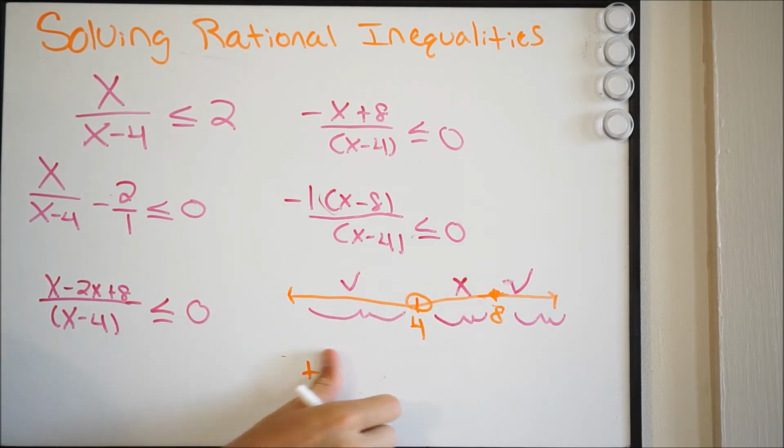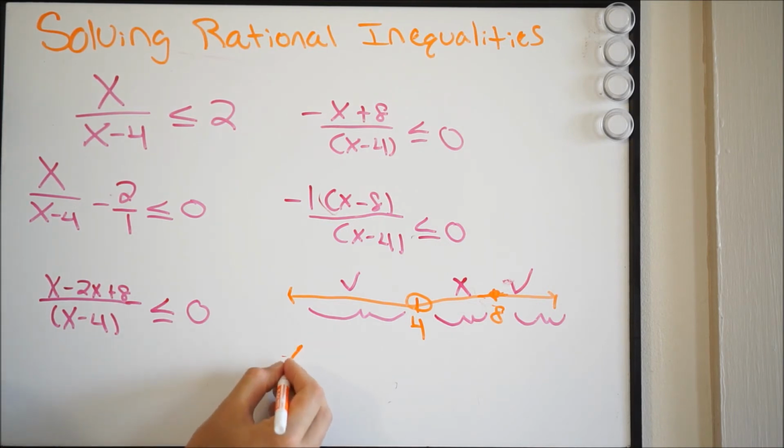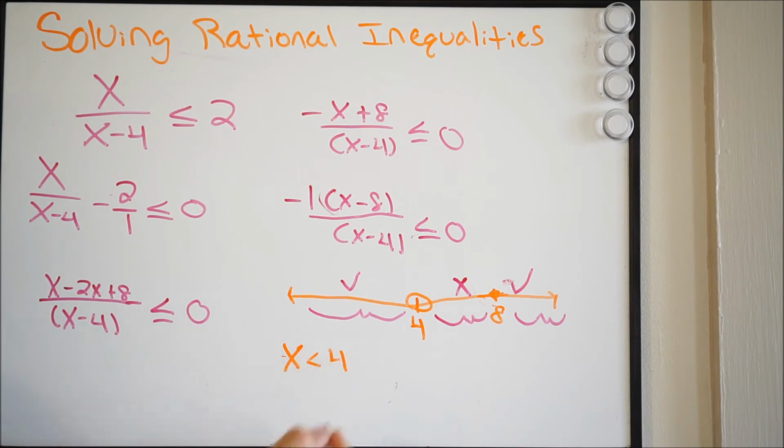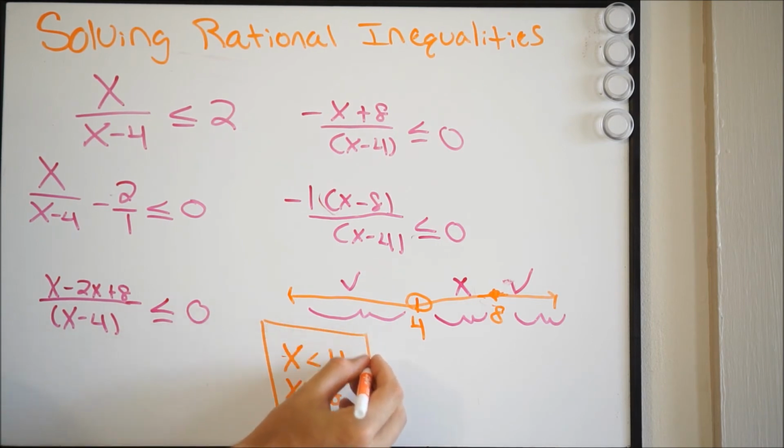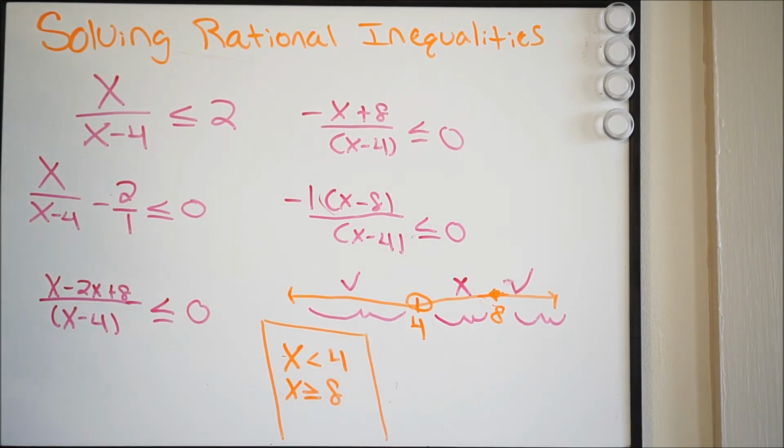Okay, and from this we can get our solution. So our solution here is going to be the following. We said this region was good, so let's do this in color here. So x has to be less than 4, right? What else? x has to be greater than or equal to 8. And this is going to be our final solution. So we just went ahead and solved this inequality. Alright, let's try another example.